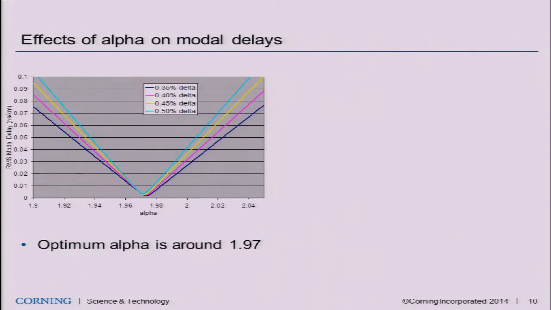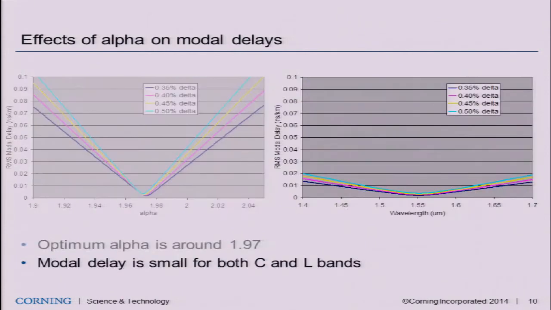And so let's look at the group delay effect. Using an alpha profile design, if you choose the right alpha value, you can minimize the group delay, as shown here. For 1550, the optimum alpha value is about 1.97. With this value, you can have a nearly zero mode group delay.